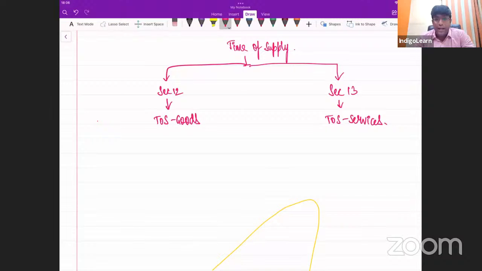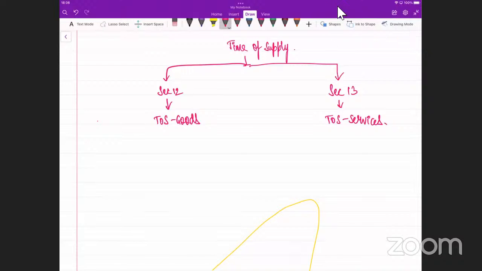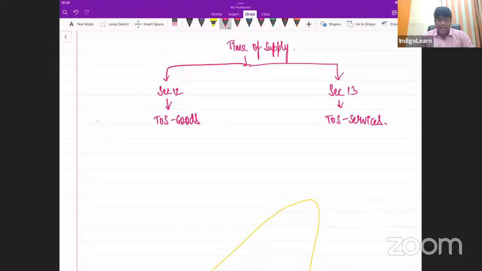So friends, I repeat once again, there are two interesting sections with respect to time of supply, section 12 and section 13. Section 12 deals with time of supply in case of goods, and 13 deals with time of supply in case of services. And in each section, we have got 6 subsections which are very important, no doubt about it, on which we'll spend some good time, my dear friends.